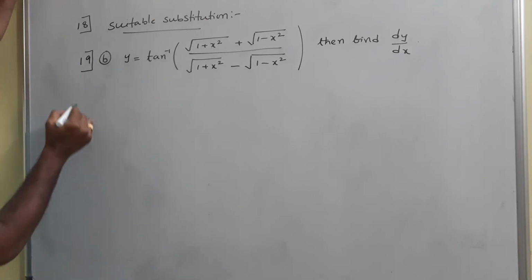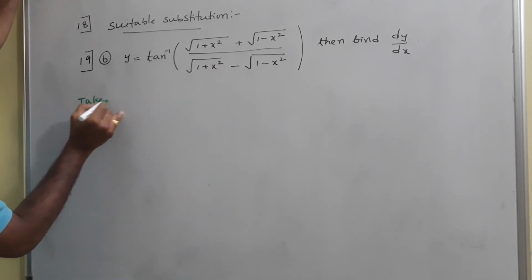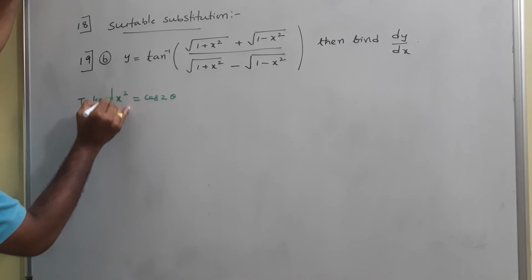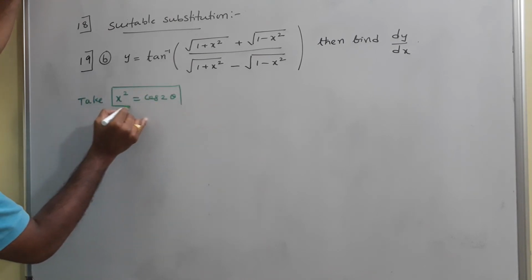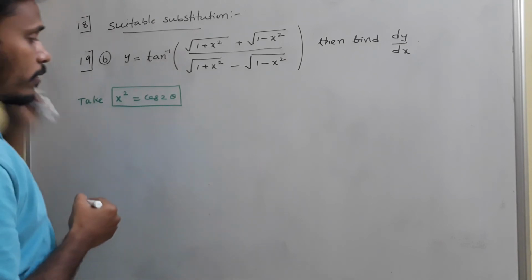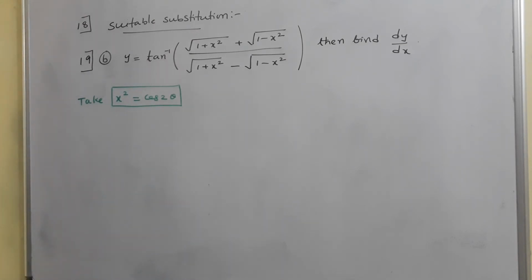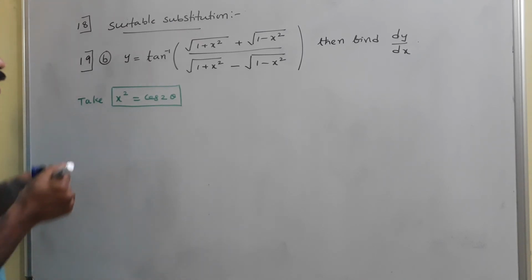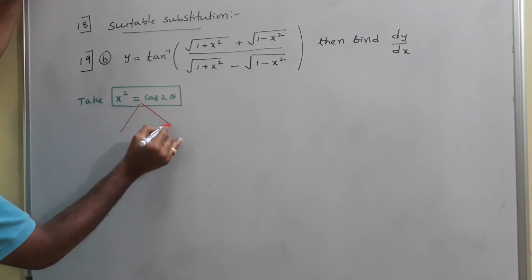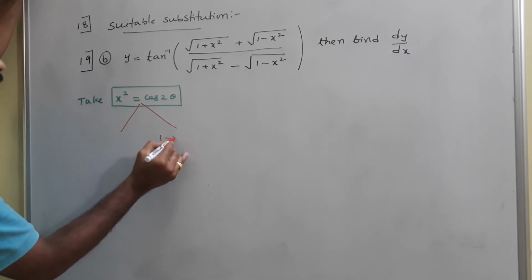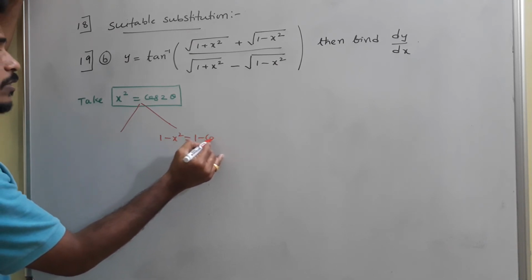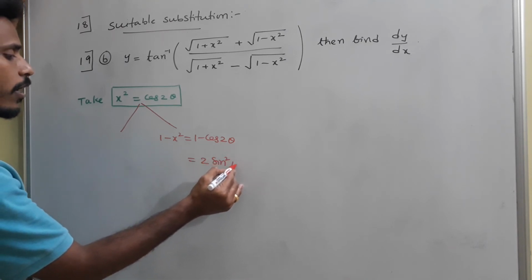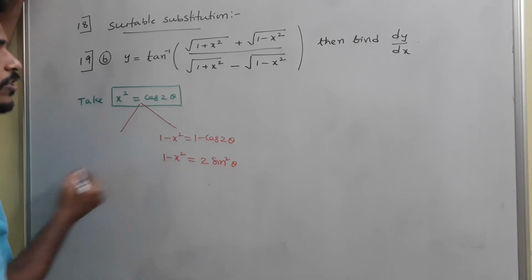With that idea, my choice of substitution is by taking x square equal to cos 2 theta. Just observe here, a bit different substitution. Not x, I am substituting x square, not with cos theta, I am substituting with cos 2 theta. Why is x square equal to cos 2 theta? Because if x square is cos 2 theta, then what do you say about 1 minus x square? 1 minus x square is 1 minus cos 2 theta, which is nothing but 2 sin square theta. So 1 minus x square is 2 sin square theta.